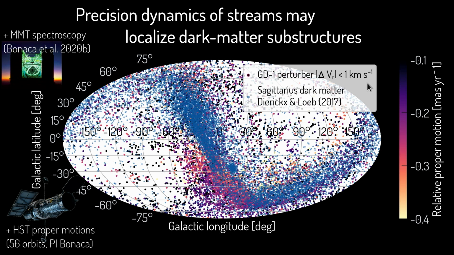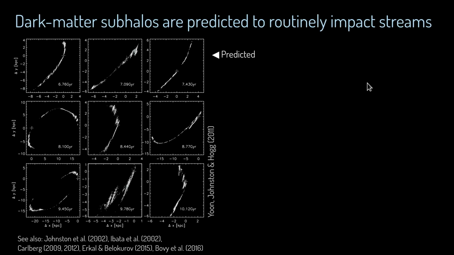Anyway, having one stream will hardly be a smoking gun detection of dark matter substructure. However, the theoretical prediction is that these encounters should be very common.